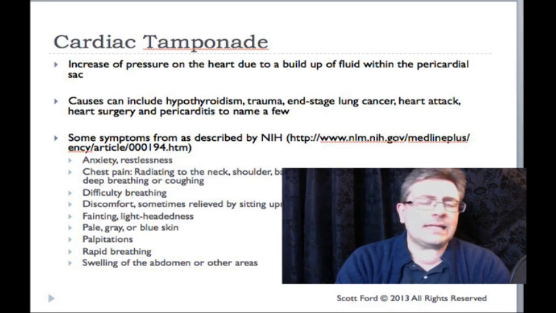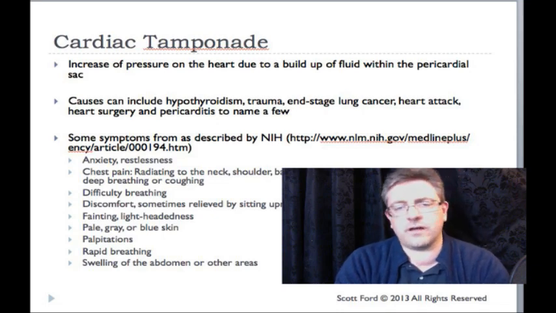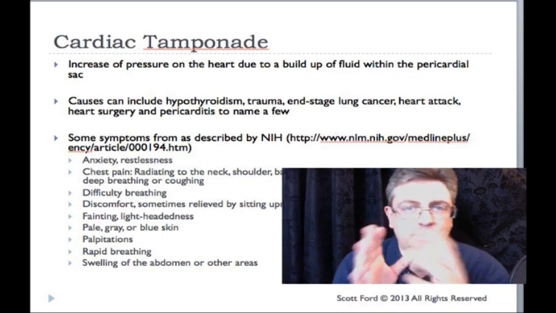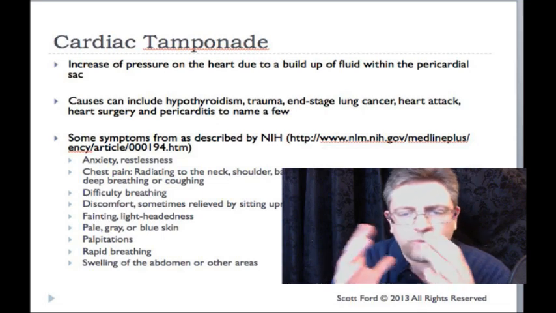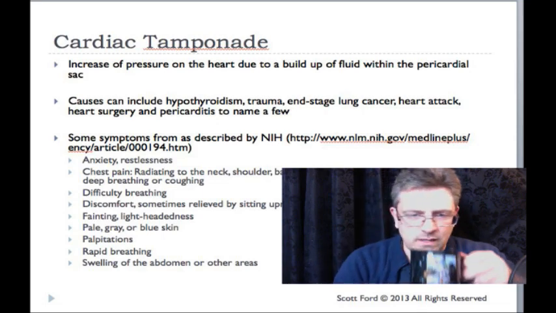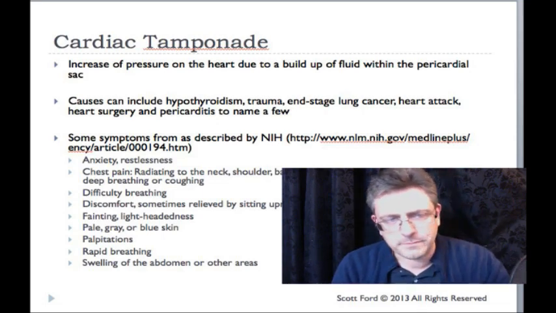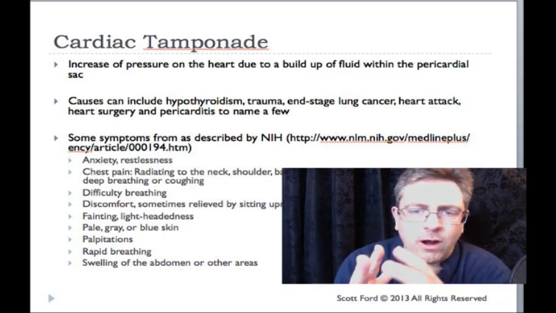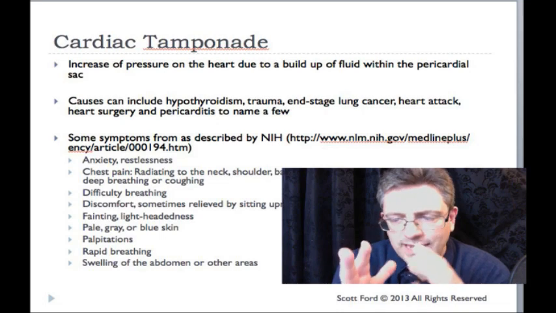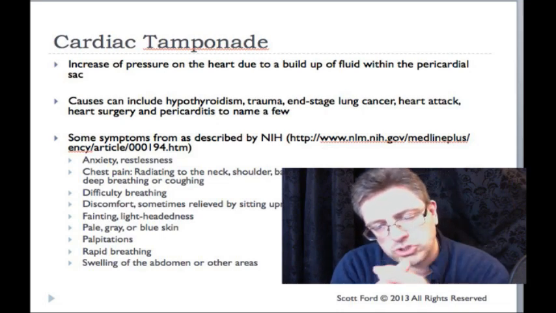Cardiac tamponade. This is an increase of pressure on the heart due to a buildup of fluid within the pericardial sac. Okay, remember we talked about the sac, and we had that cavity in between filled with fluid. What happens here is we have an increased pressure on the heart from the buildup of fluid. So we're getting a fluid buildup, which is pushing against the heart.